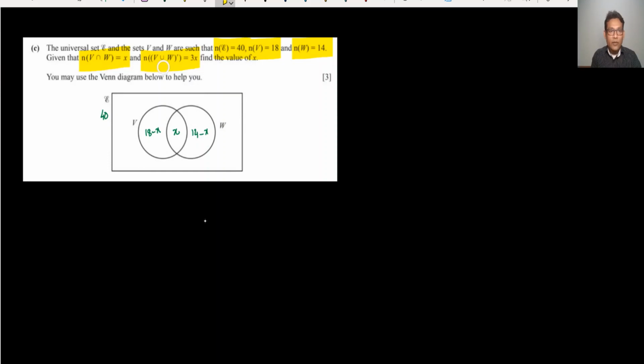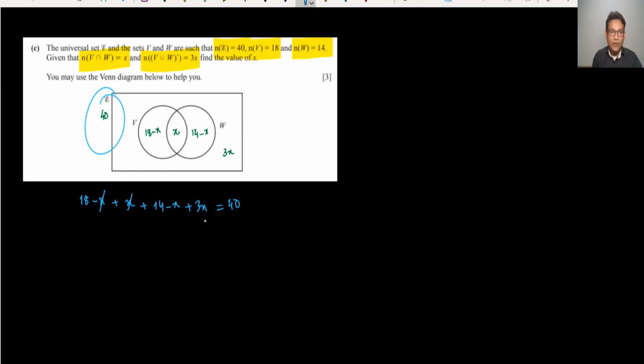V union W means total, and whole complement means outside. The 3X is outside. So it's a very simple question. We just need to do 18 minus X plus X plus 14 minus X plus 3X, and when we add it is coming to 40. And we just need to find the value of X.